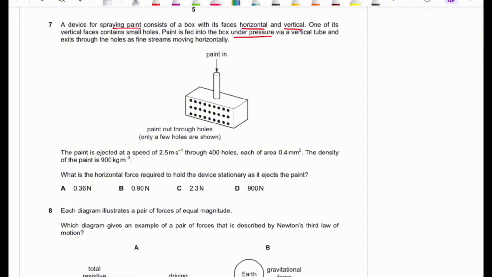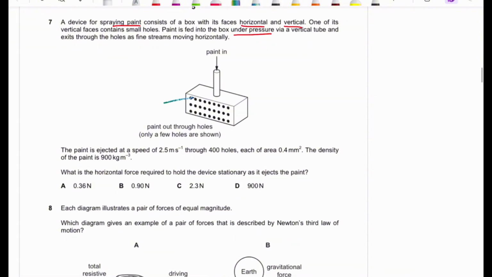So under pressure, the paint is just going to exit these holes. We're pouring the paint over here, but it's going to exit those holes moving horizontally. So as you can see here, this is basically horizontal. Very important.